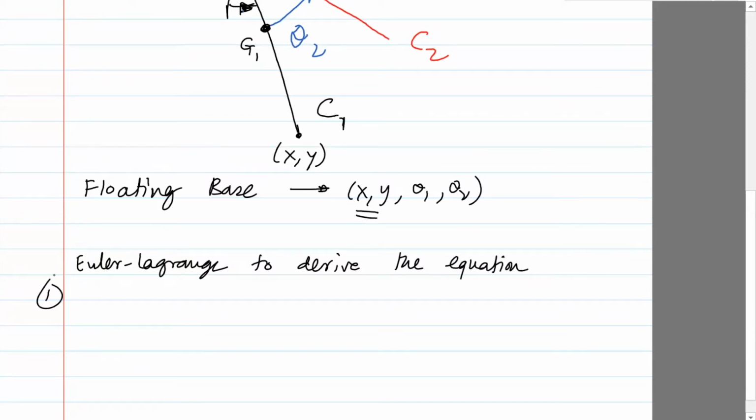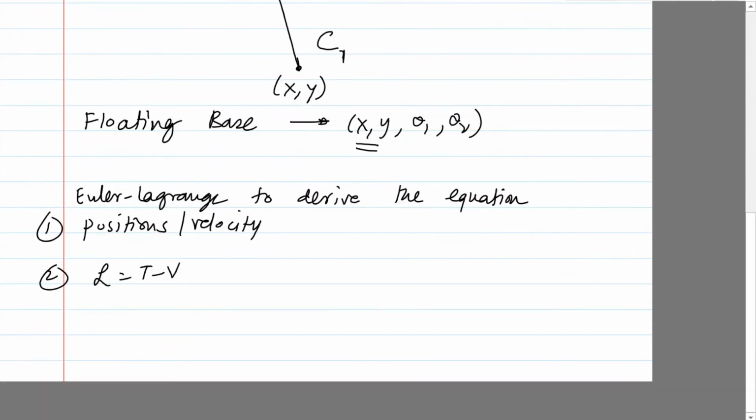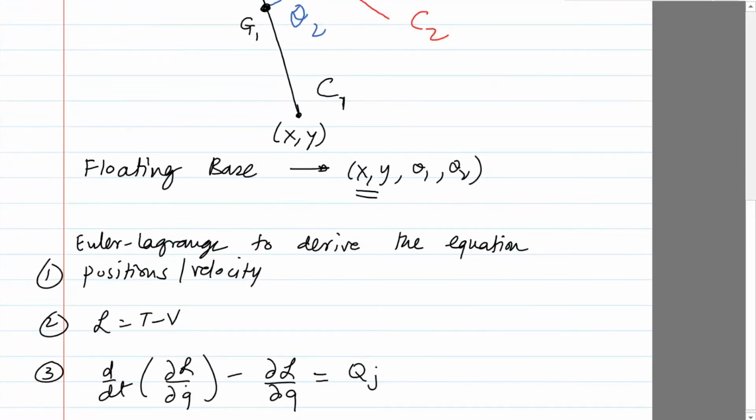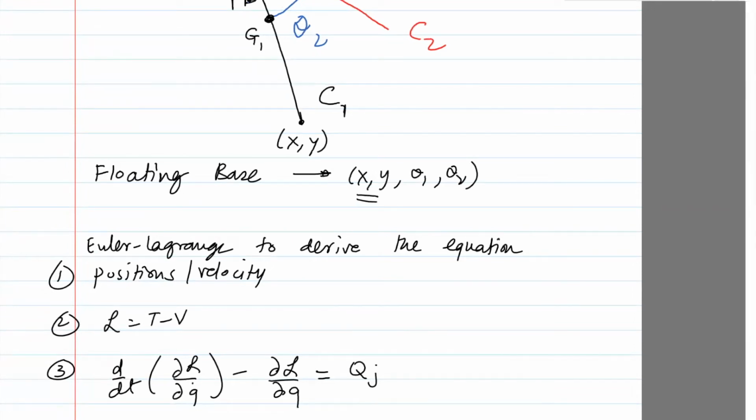Okay, so remember the steps: first, find the positions and velocity. Second, find the Lagrangian. And the third step is derive the equations by using d/dt of dL/dq dot minus dL/dq. Okay, and then if there are constraint forces, you need to put them here, external forces. So what we'll do is we'll go through these steps for the floating base, and then I'll show you how the equations turn out.